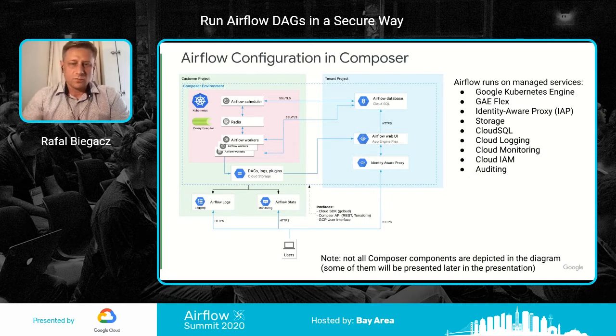Not all the Composer components are depicted in this picture because I wanted to avoid too many boxes on the slide. Later in the presentation, you will see a slide presenting all the components of Composer. As you can see, this Airflow configuration relies a lot on managed services provided by GCP, like Google Kubernetes Engine, Google App Engine Flex, storage, Cloud SQL, Cloud IAM, auditing, and Identity-Aware Proxy.